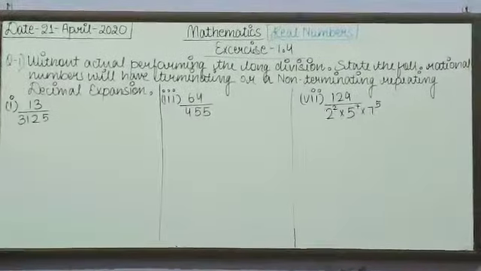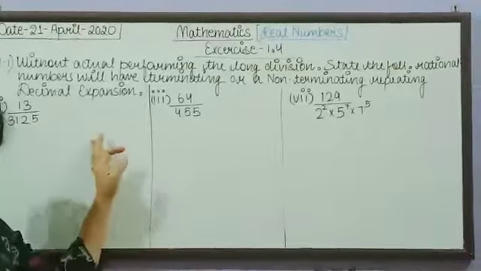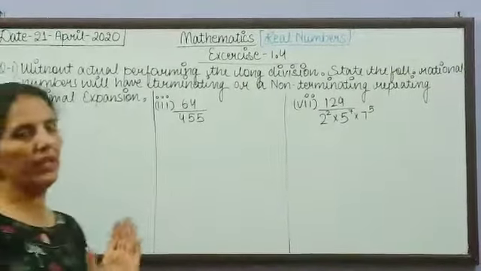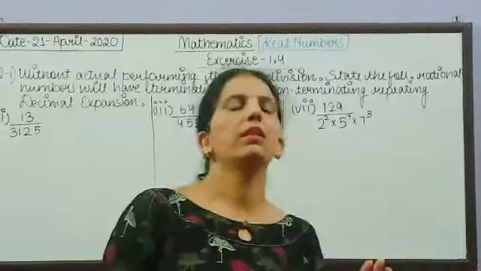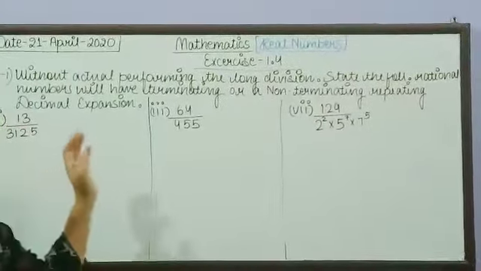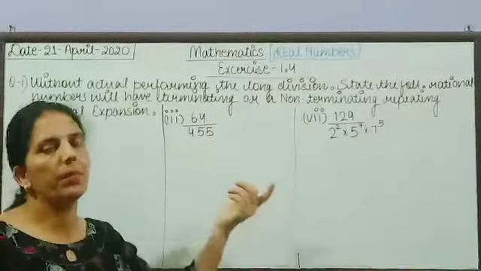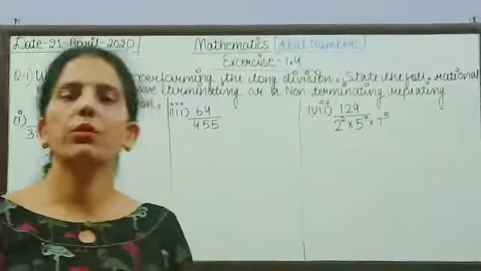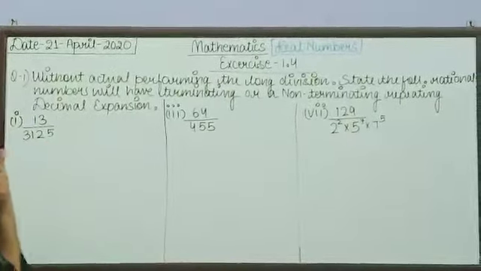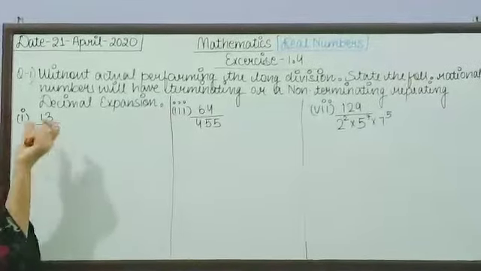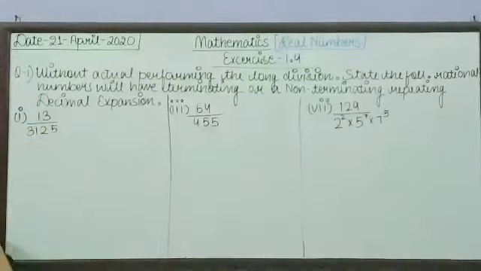It means, without the long division method that you did in 9th class, you have to tell whether it is terminating or non-terminating repeating decimals. So how will you get to know this thing? So come to the first part. The first part is 13 upon 3125.